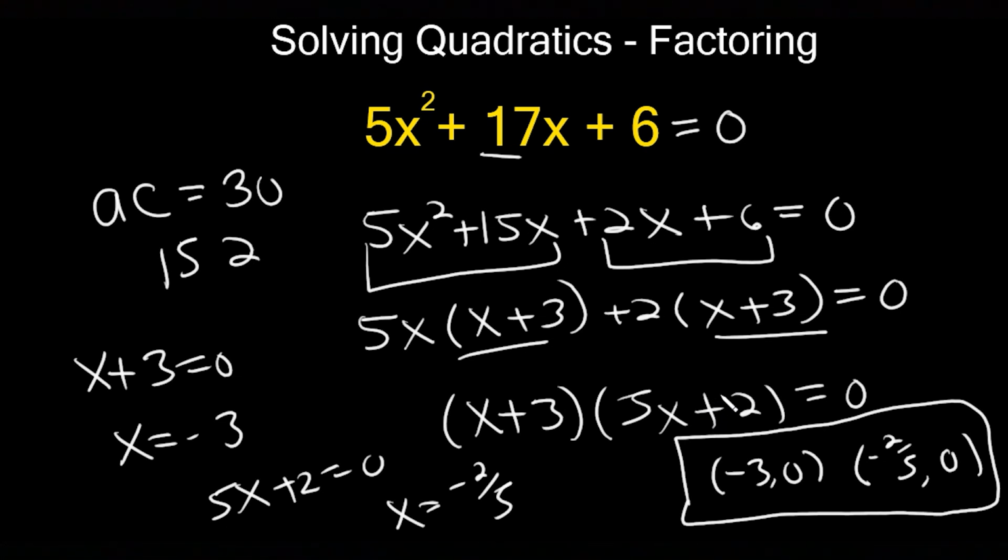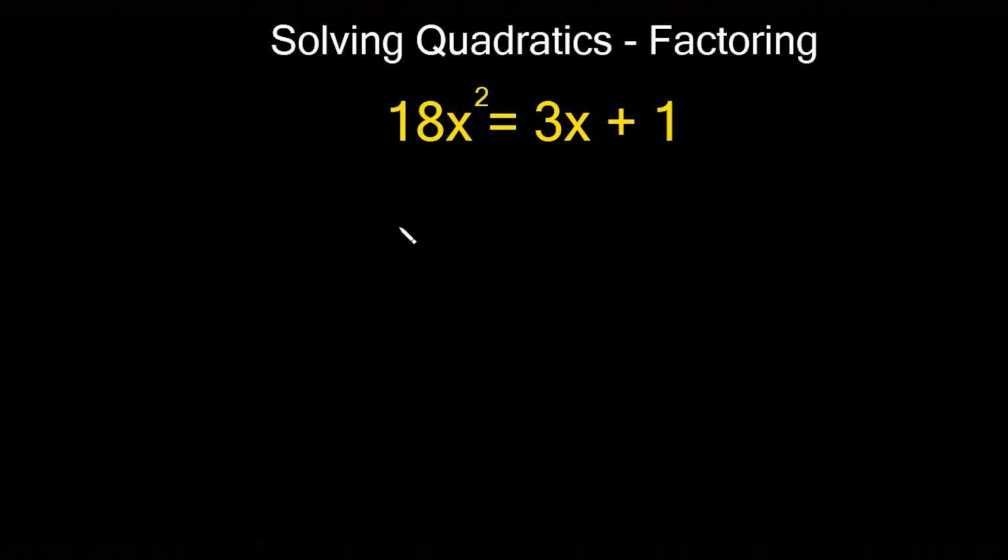All right, let's go ahead and try one more example. So here's my last example. Now this one here is not equal to 0. We have to go ahead and take this positive 3x and positive 1 and move it over to the left-hand side. So I'm going to say here 18x squared, and then minus 3x, and then minus 1, all equal to 0. From here, can you pull out a greatest common factor? And you can't. So again, I'm going to do the AC method and then go from there.